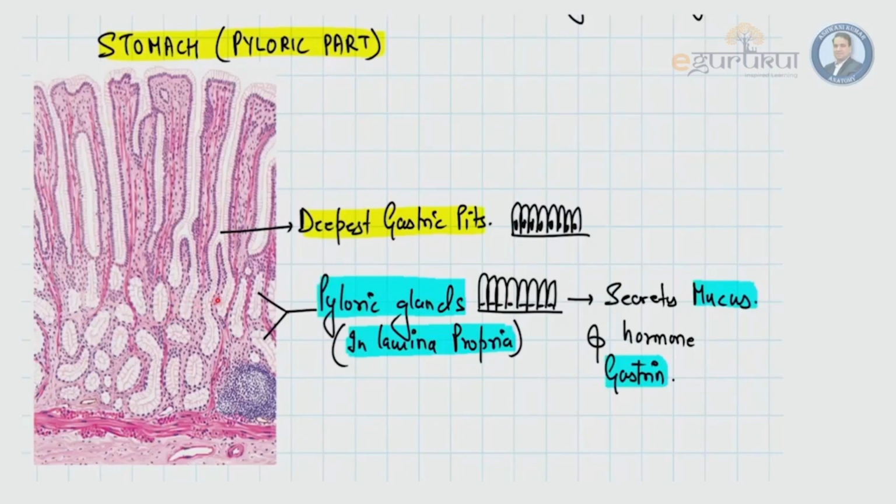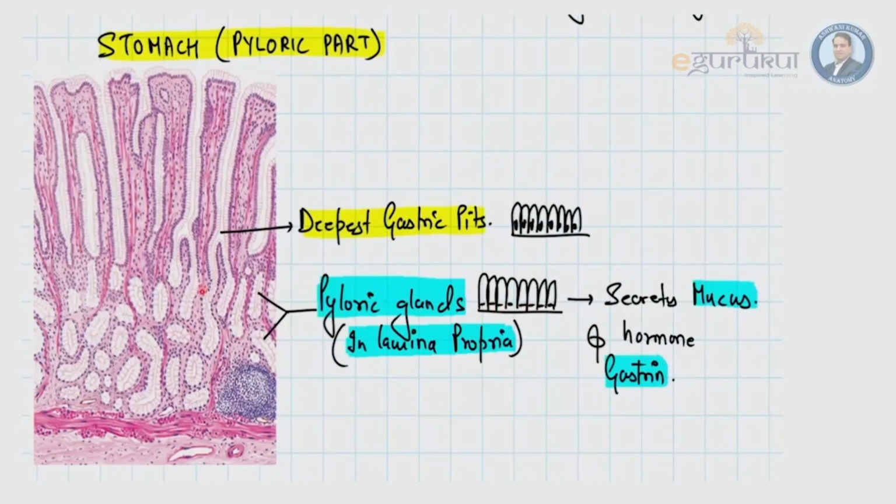But the difference is, if you look at the gastric pit lining epithelium, the nuclei are oval, basal nuclei, oval in shape. But if you look at the pyloric gland nuclei, because they are again secreting mucus and the gastrin hormone, just like mucus secreting cells, they have flat and basal nuclei.